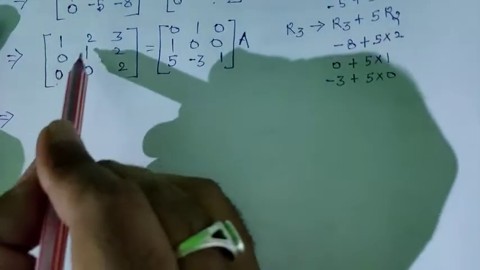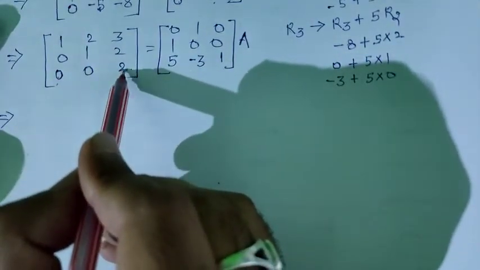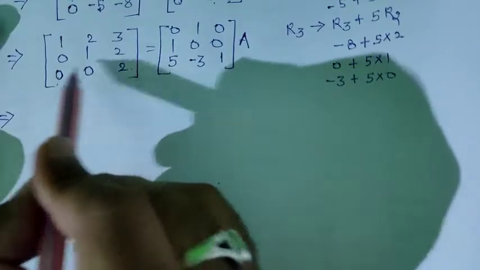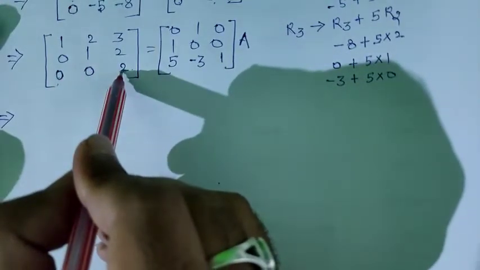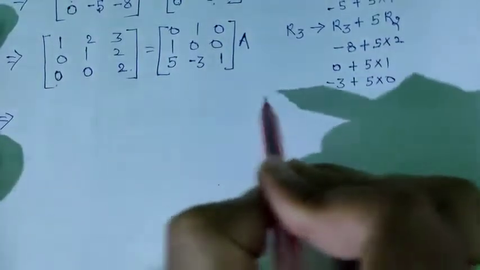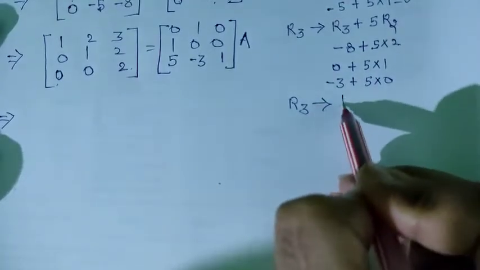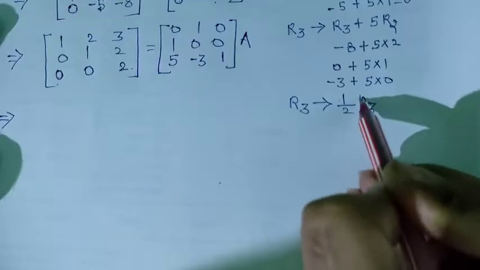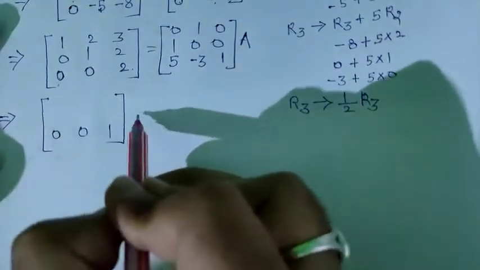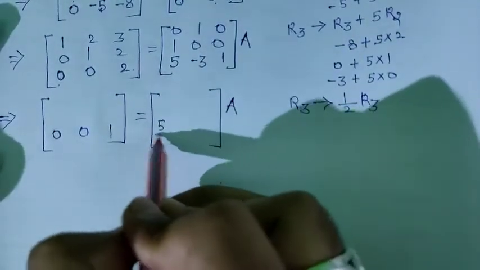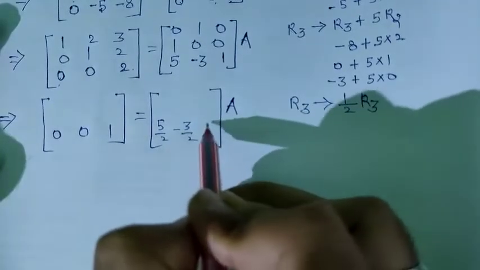We are following this rule. Now this will be 2. This 2 will become 1 if I divide this by 2. It means if I write here R3 1 by 2 R3. This is also a valid rule which we have discussed. It means this will become 0, 0 and 1, and in the same way this will become 5 by 2, minus 3 by 2 and 1 by 2. Rest all we will write as it is.